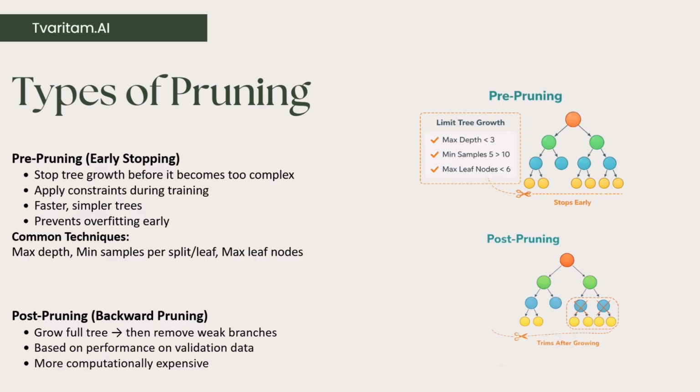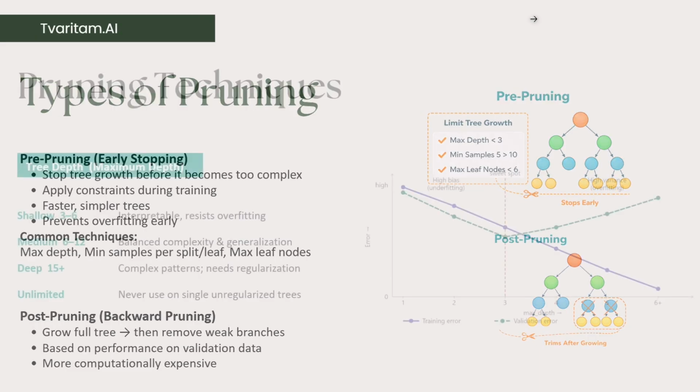In post-pruning, we first allow the tree to grow fully even if it overfits, and then we go back and remove branches that do not improve performance on validation data, so we essentially cut back the tree after it has grown. In practice, pre-pruning is computationally simpler, but post-pruning can sometimes give better results.